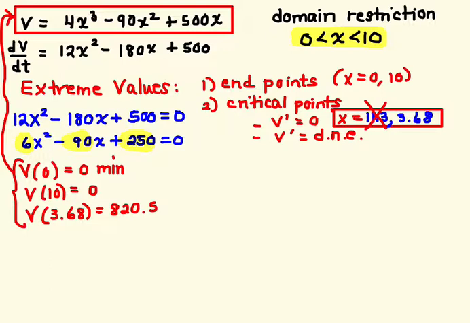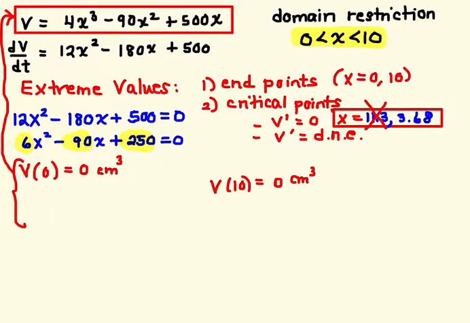That's right, these are centimeters cubed, right? These are all centimeters cubed. And this is centimeters cubed. And if I write this, let me move it. 10 occurs after 3.68. I should put these in order.